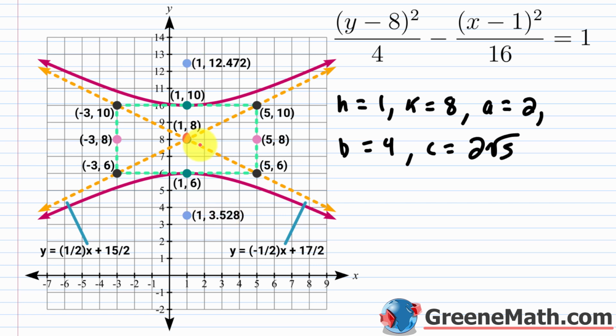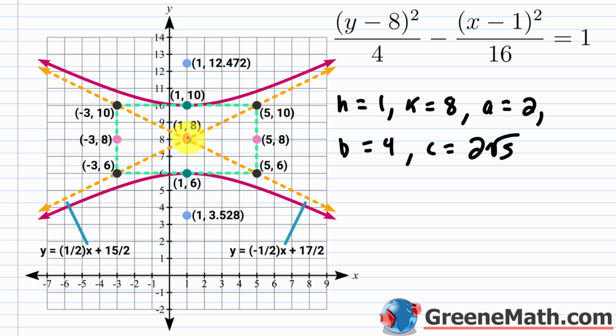In terms of the endpoints for the fundamental rectangle, remember, because you have a vertical hyperbola, your a is involved with the vertical movement and your b is involved with the horizontal movement. So from the center, I'm going to go b units to the right and a units up. So b is 4 and a is 2. So in other words, from the center of 1 comma 8, I'm going 4 units to the right. So now my x coordinate would be 5, and 2 units up. So now my y coordinate would be 10. So I'm at that 5 comma 10.